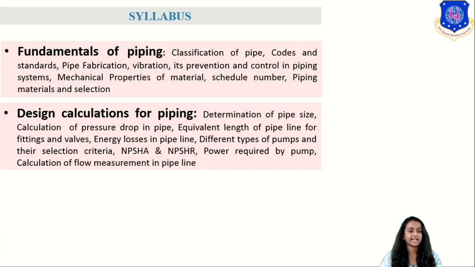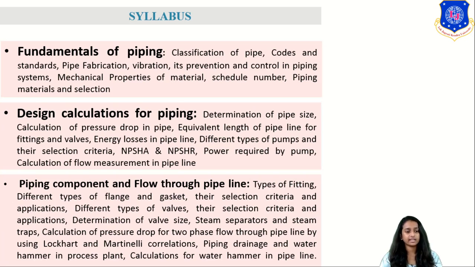Second one is design calculation for piping. In that we will determine the pipe size, calculate the pressure drop in pipe, equivalent length of pipeline for fittings and valves, energy loss in pipeline, then different types of pumps and their selection criteria, then NPSH-A and NPSH-R. Then we will calculate power required by pump and calculation of flow measurement in pipeline.